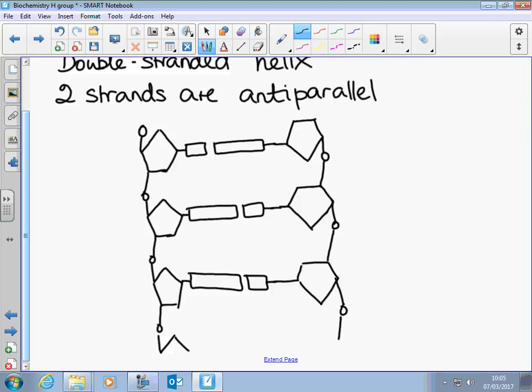Now, we've got the sugars, obviously then running anti-parallel. Yeah? But this gives us a way of identifying which way they're going, if we look at the numbers of the carbons in the sugars, we can describe which way they're going.